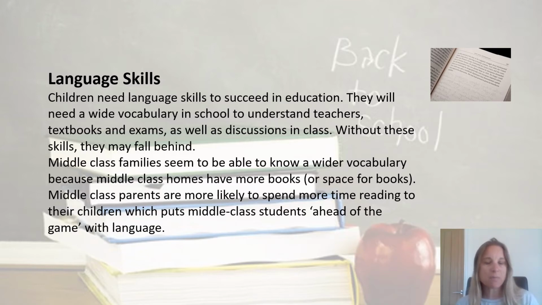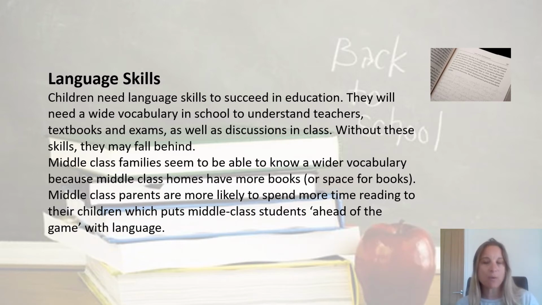Middle-class families seem to be able to know a wider vocabulary because middle-class homes have more books, or maybe even more space for books. Middle-class parents are more likely to spend more time reading to their children, which puts middle-class students ahead of the game with language.